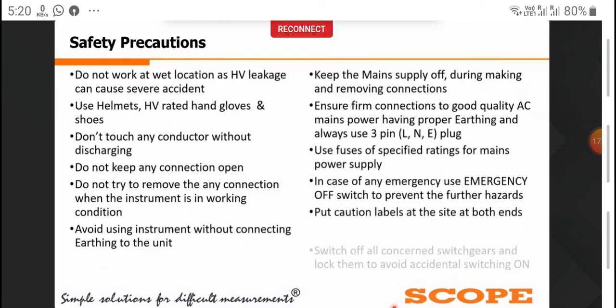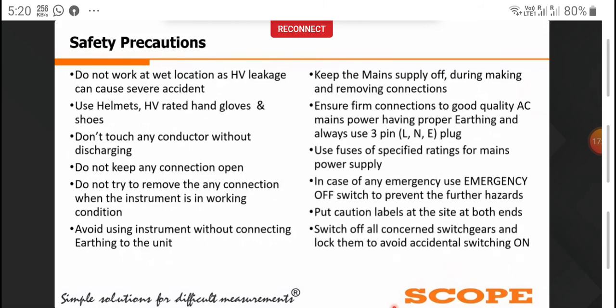Always do not work in wet locations, which means do not use the surge generator or DC high voltage test sets in wet locations, because it can cause a severe accident. Always use a helmet, HV rated hand gloves and shoes while operating the instruments. Do not touch any conductor without discharging. Before testing or touching any conductor, we always need to discharge using a discharge rod.